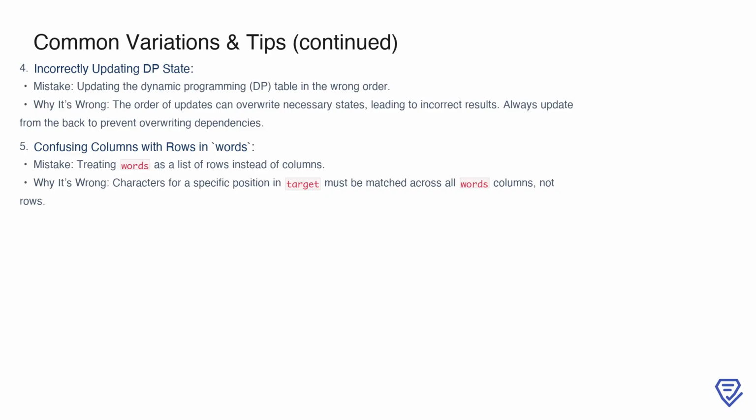Additionally, it's easy to confuse the rows and columns in the words list. Remember, the words list is organized such that each index across all strings represents a column. When working with the target, you need to match characters from the same column across all the strings in words, not treat each string as an independent row. Misunderstanding this structure leads to incorrect results because the problem fundamentally revolves around column-wise frequency matching.